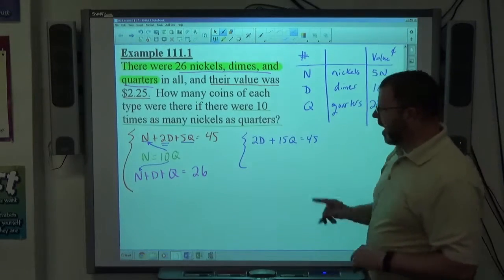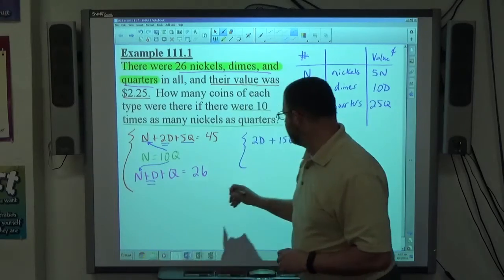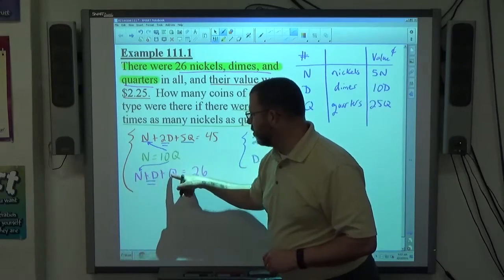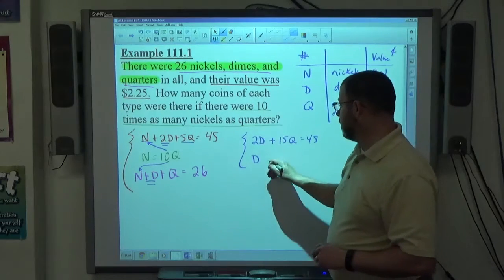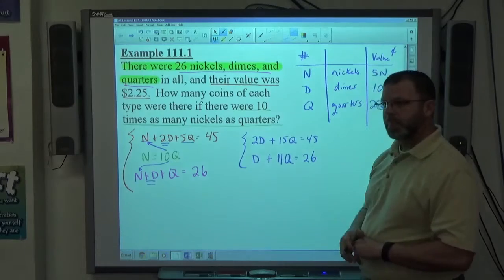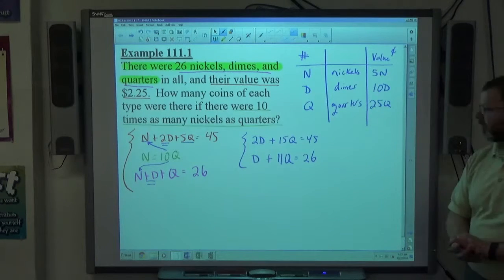Next, I know that n plus d plus q is equal to 26. d stays d. I'm replacing n with 10q. 10q plus 1q makes 11q. And that is equal to 26. So I go from a system of 3 equations with 3 variables, through substitution, and I drop myself down into a system of 2 equations with 2 variables.